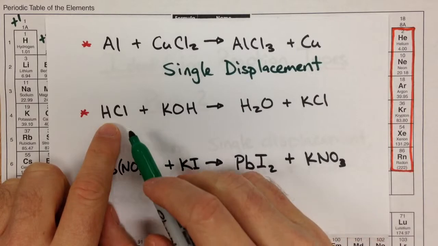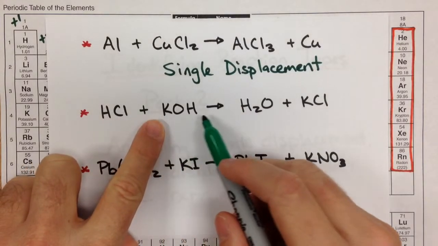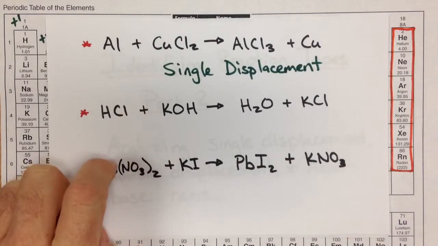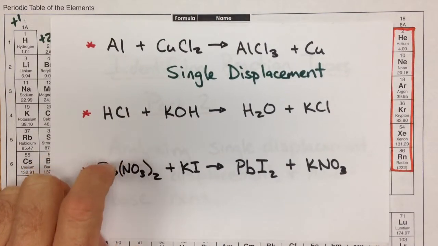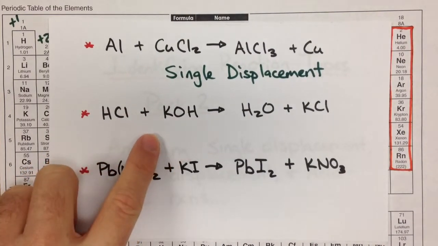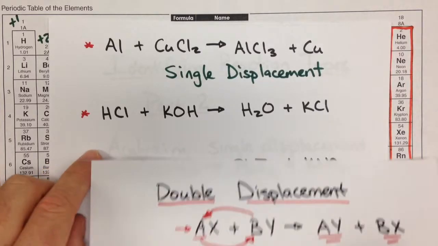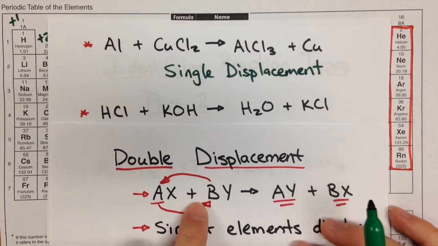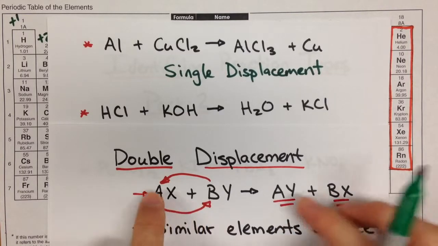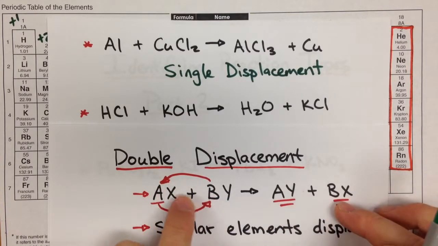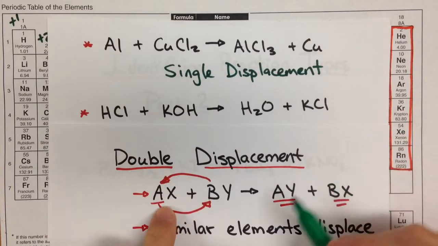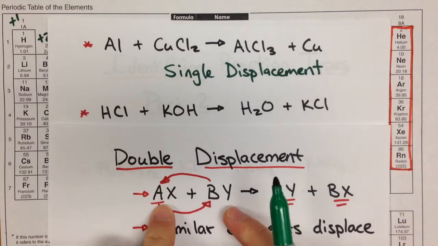Next, let's look at this reaction. HCl plus KOH yields H2O plus KCl. Now, when I look at that, initially I think double displacement. Because in a double displacement reaction, I've got two compounds forming two compounds. And that's one of the dead giveaways for double displacement, or one of the big signs that says, hey, this might be double displacement. It kind of looks like it.